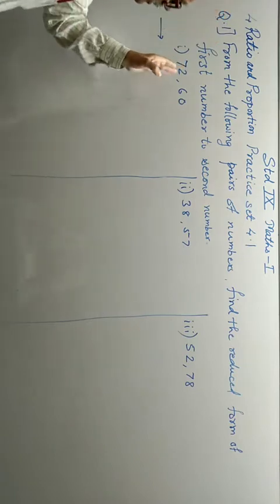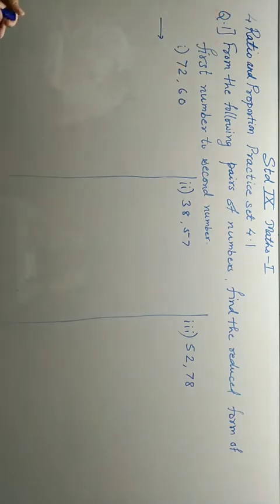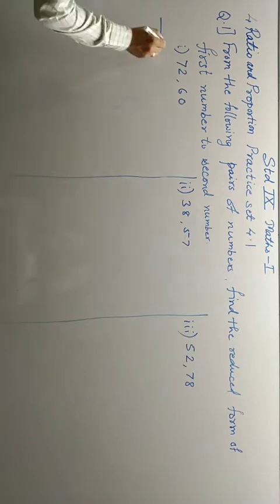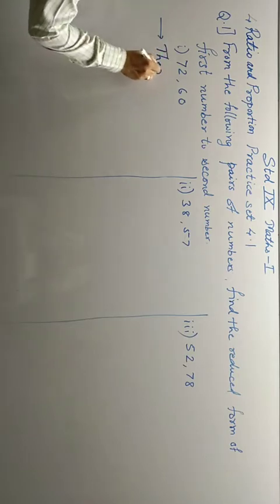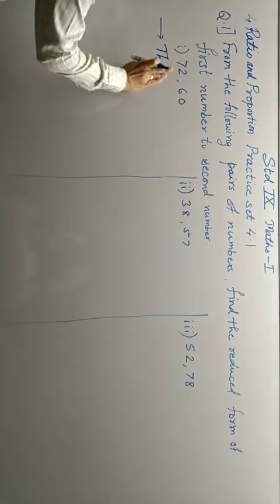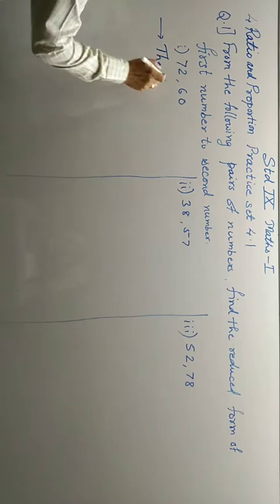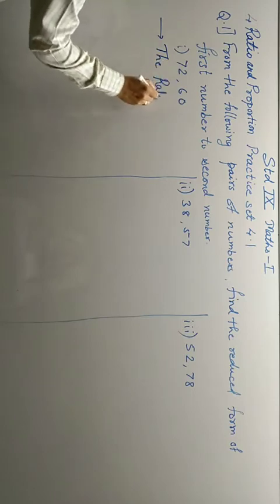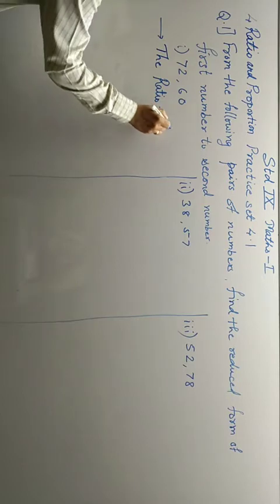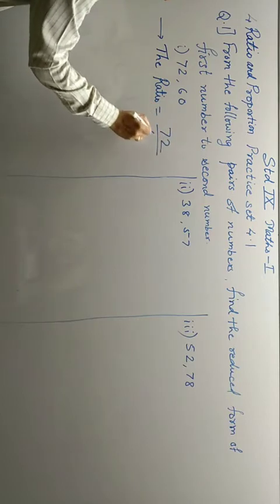number. Ratio of first number to second number, reduced form. The ratio is equal to, first to second means first up, second down.